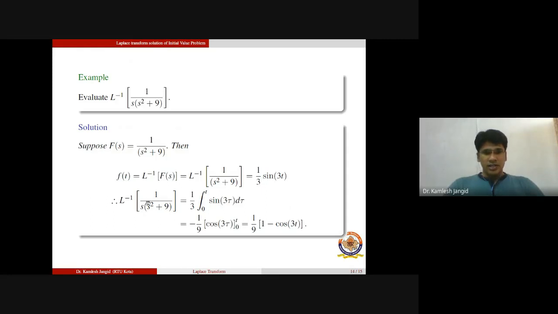So the inverse Laplace transform of the actual Laplace function is given by 1 upon 3 times the integral from 0 to t of sine of 3 tau d tau. Now if we simplify this integral relation, then we get 1 upon 9 times (1 minus cos of 3t).